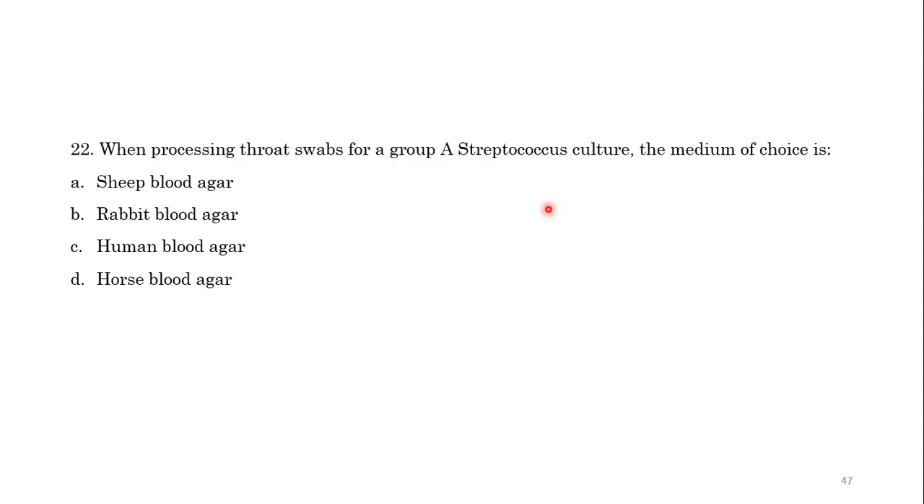Number 22. When processing throat swabs for a group A streptococcus culture, the medium of choice is letter A, sheep blood agar, B, rabbit blood agar, C, human blood agar, or D, horse blood agar. The correct answer for number 22 is letter A, the 5% sheep's blood agar plate. 5% sheep's blood agar plate is the most ideal type of blood agar plate. Blood agar plate is the medium of choice in identifying species of streptococcus since the observation of hemolysis is very significant in differentiating and identifying its species. Number 22, letter A.